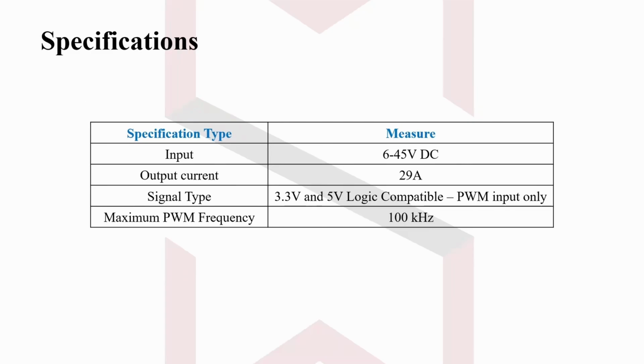When it comes to the specifications, this board can take up to 45 volts DC input, and it can give an output of a massive 29 amperes of load current. The signal type is compatible with 3.3 volt and 5 volt logic, and this can only be driven with PWM input. Analog control is not possible. If you want to add analog control, you have to add an external circuit. The maximum PWM driving frequency is 100 kHz.